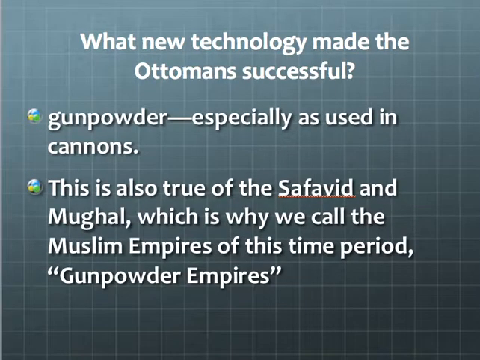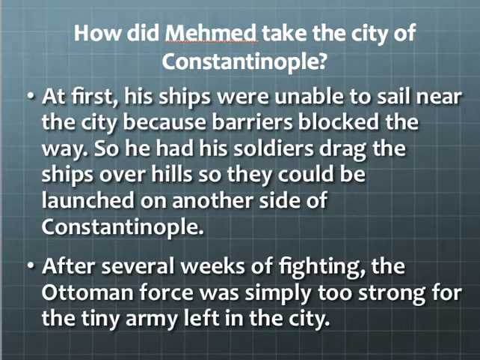What new technology made the Ottomans successful? Gunpowder. That's why we call them the gunpowder empires. Okay, usually in cannons, but they do have some guns. So this is true about the Ottomans, the Safavid, and the Mughal. We call them gunpowder empires.